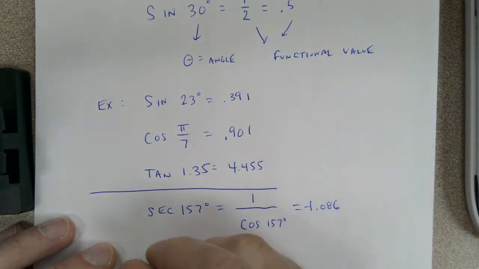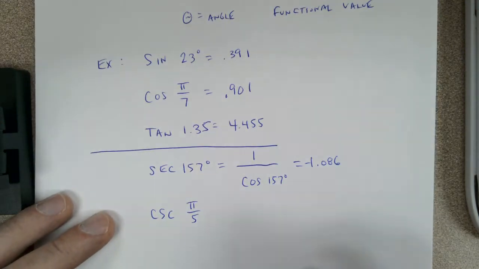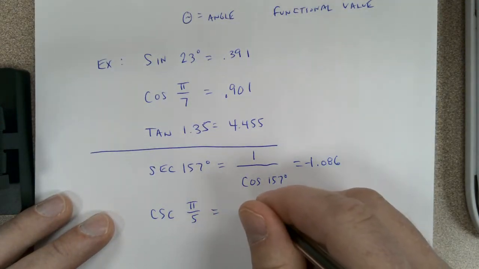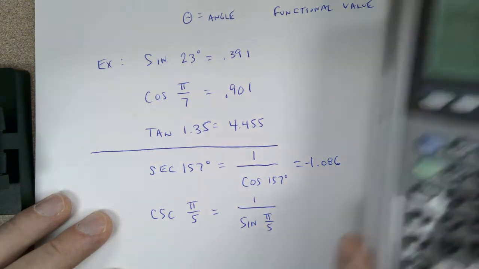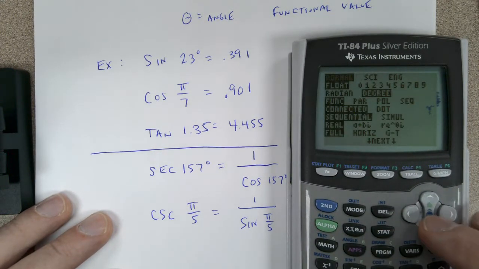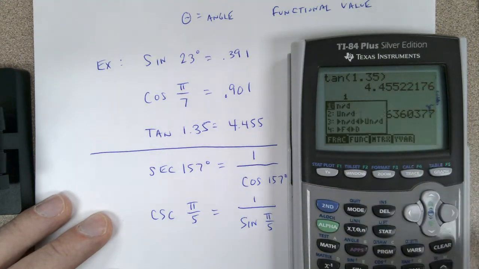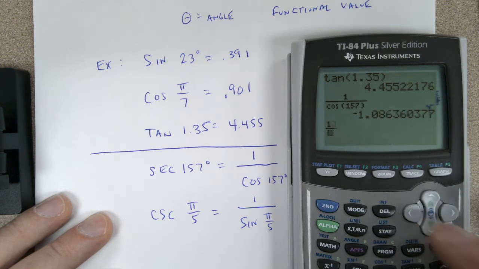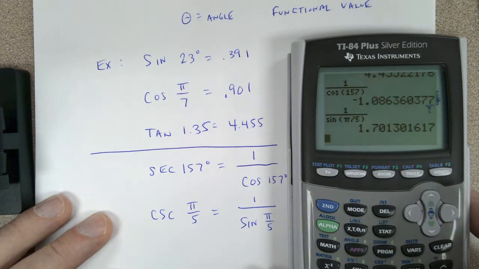Let's do a cosecant. Let's see, cosecant of pi fifths. Remember, cosecant is the same as 1 over the sine of pi fifths. So again, this is going to be in radians. So I want to go back to my mode, put in radians. I'm going to go ahead and put a fraction in there. So we've got 1 over the sine of pi divided by 5. And then let's hit enter. So that's going to give us 1.701.